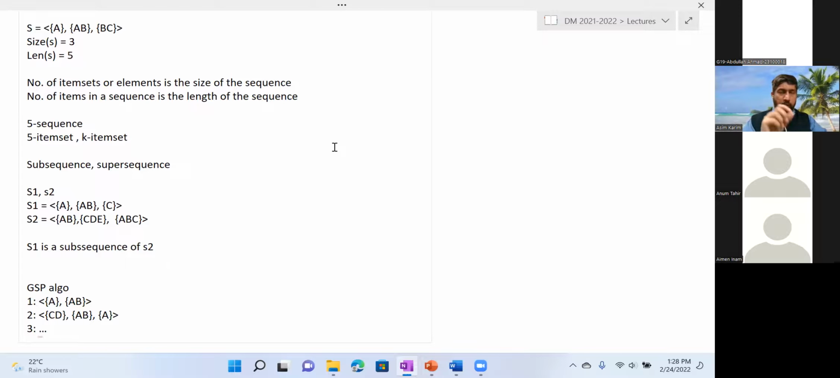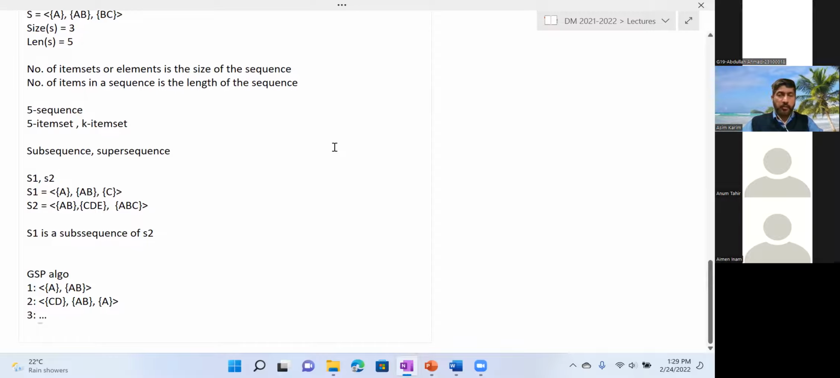Within an element, the items are sets. So each element is a set and the items are written in some fixed order, like we did in a priori. So you fix some order and write in that only: A first, B later, C later. But in a sequence, of course, there might be repeated items. So this is a sequential database.